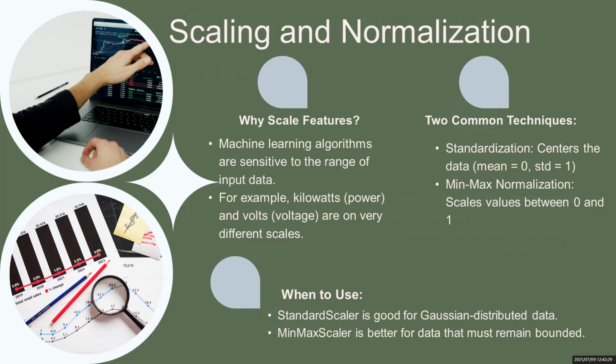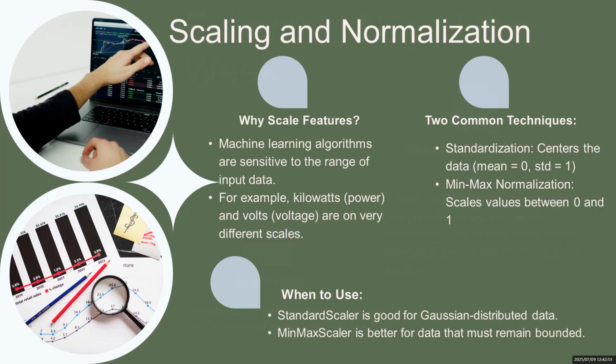Scaling and normalization. Why scale features? Machine learning algorithms are sensitive to the range of input data. For example, kilowatts, which is power, and volts in voltage are on very different scales. We can see that kilowatt is very large compared to volt.